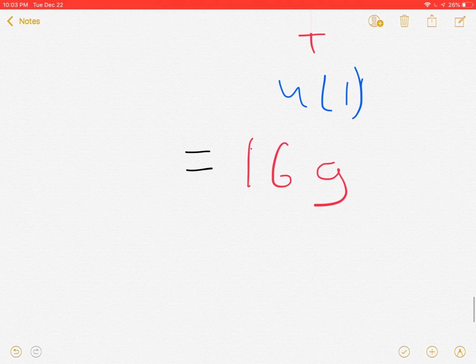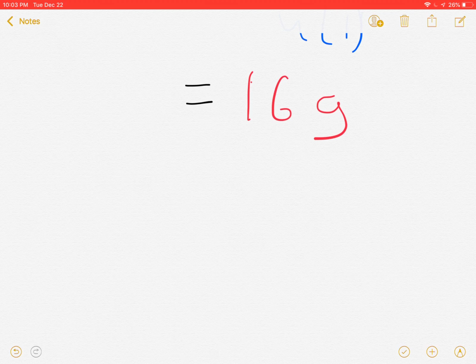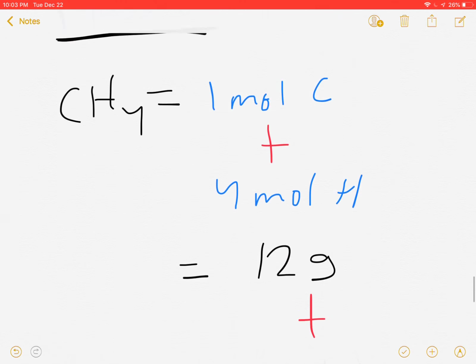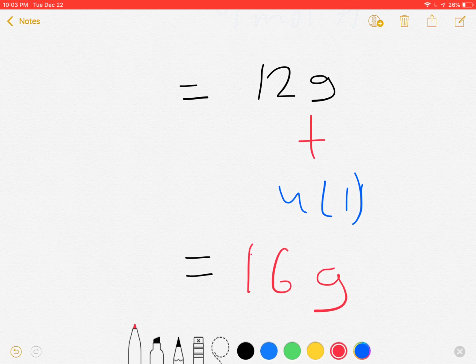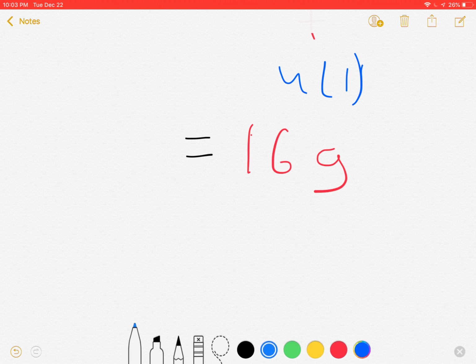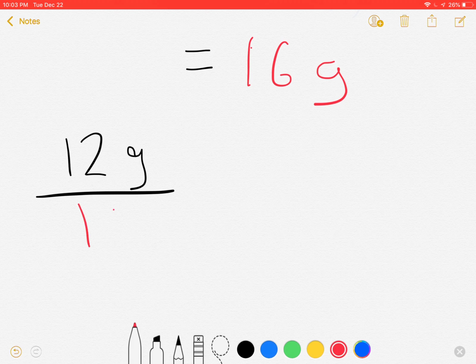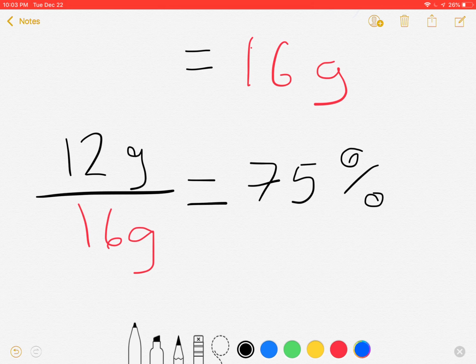Now we figured out half of our problem. We figured out the total mass of CH4. Now we want to figure out the mass of carbon in this molecule. That's pretty straightforward. We've already calculated that the mass of carbon is 12 grams. So to find the mass percent of carbon in CH4, we do 12 grams divided by the total mass of CH4, which we figured out to be 16 grams, and that will get you 75% carbon. So CH4 is 75% carbon.